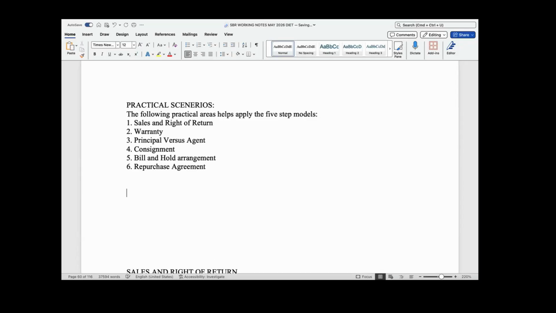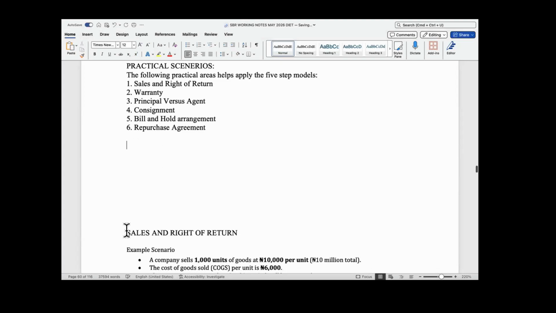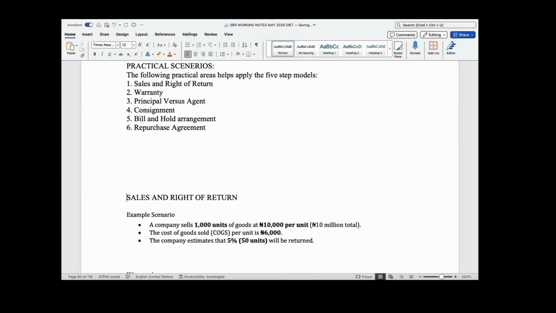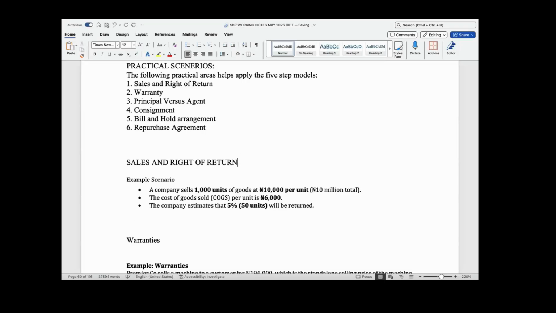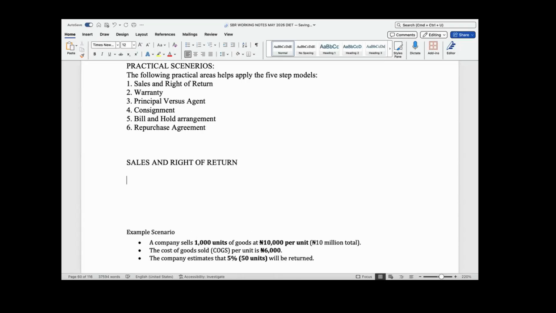Then we'll solve some past questions, both ICAN and DipIFR. Then we'll be done for tonight. So let's see how fast we can cover these entire parts. So let me start with sales and right of return.